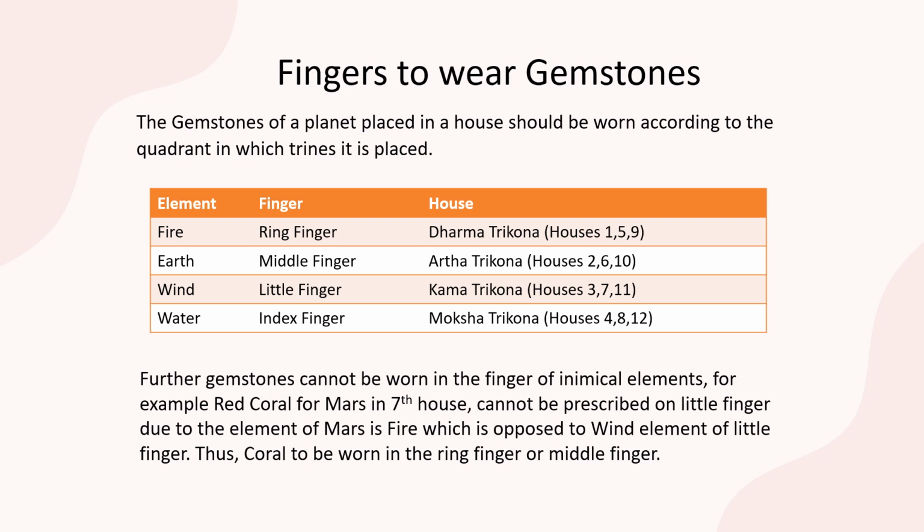Further, gemstones cannot be worn on the finger of inimical elements. For example, red coral for Mars in the 7th house cannot be prescribed on the little finger, because the element of Mars is fire, which is opposed to the wind element of the little finger. This coral is to be worn on the ring finger or middle finger.